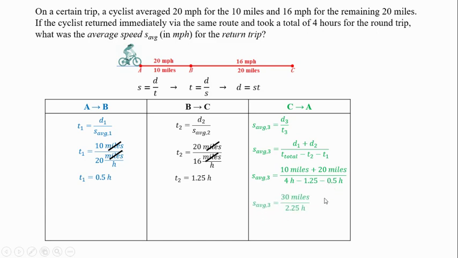So if you do that properly, the numerator reduces down to 30 because 10 plus 20 is 30. And then 4 minus 1.25 minus 0.5 is 2.25 hours. And then calculator time, 30 divided by 2.25 is simply 13.33 miles per hour. Okay, I hope that helps in terms of breaking it down into different segments.